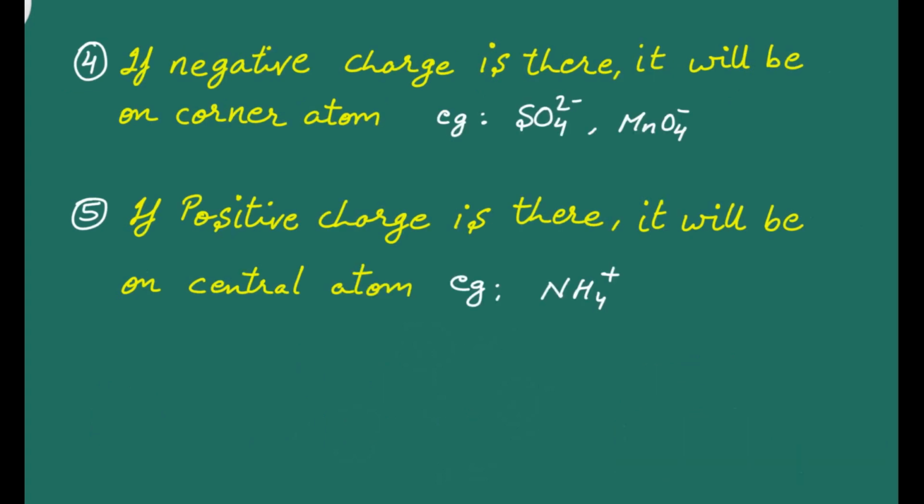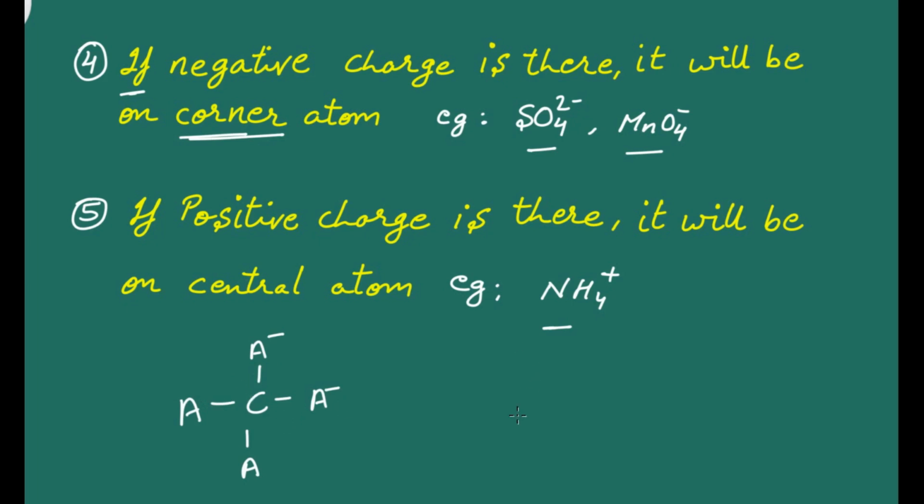Now sometimes there will be cases when you will find that some examples have negative charge on them, like SO4 2 minus, MnO4 minus, and in some cases you will find that there is positive charge. If negative charge is there, rule number 4, then it will be on the corner atoms. For example, this is the central atom and these are the corner atoms. If one negative charge is there, it is taken by a corner atom. Two negative charges are taken by two corner atoms.